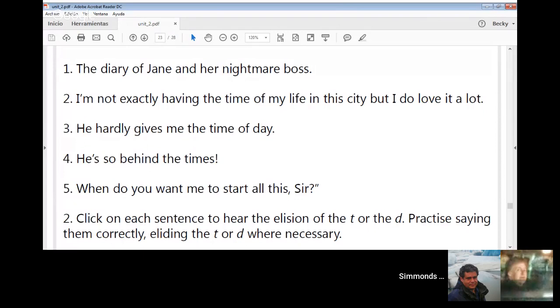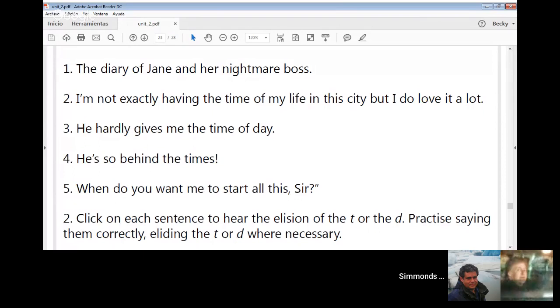Number 5. When do you want me to start all this? It's a bit confusing, isn't it? I think the T. The T in this, all this. The T between the L and the H could be. Not exactly. With the word this, the TH go together to make the sound th. So in that case, no.